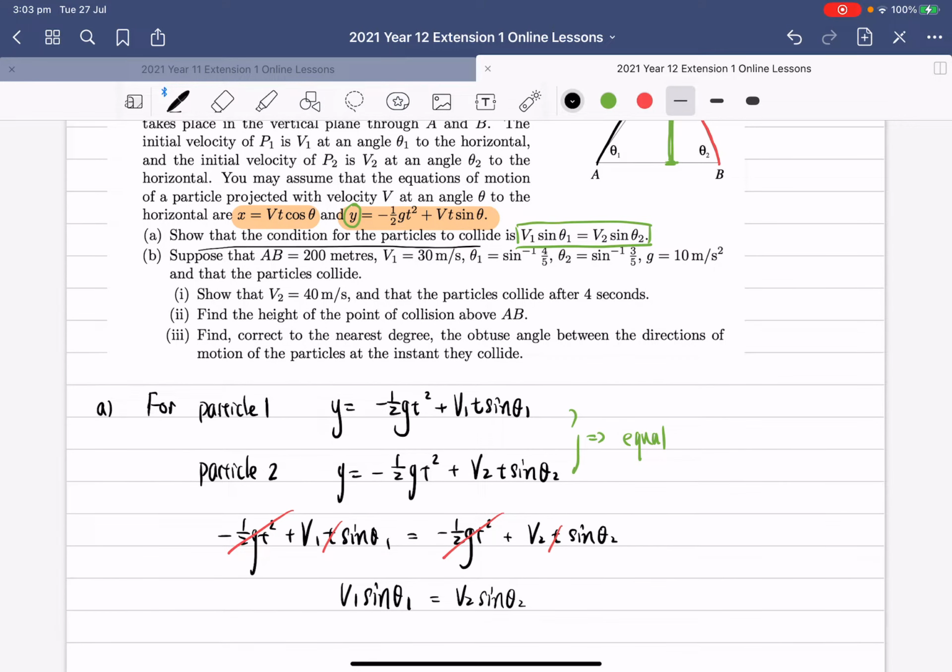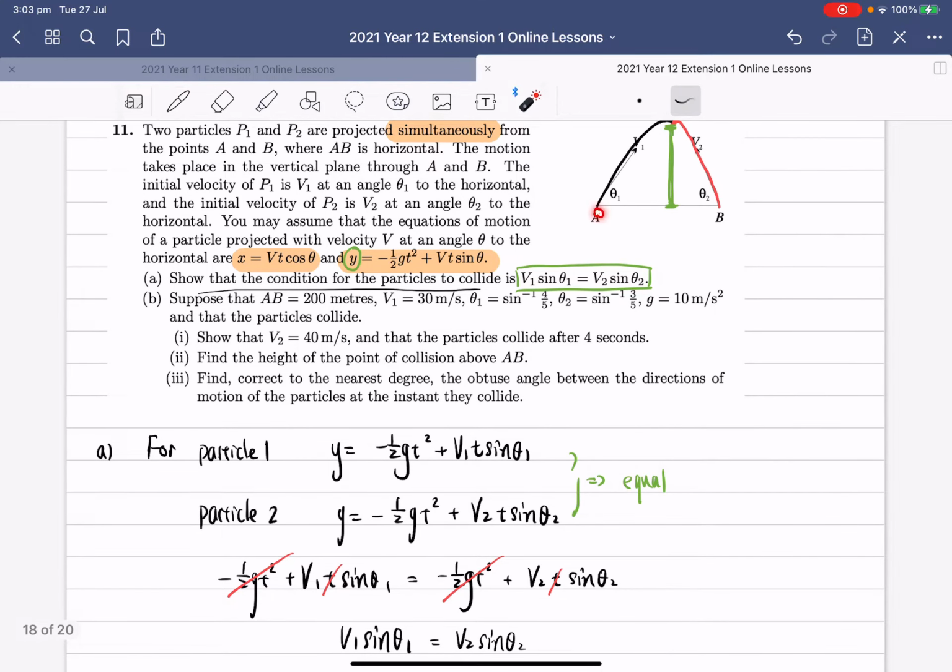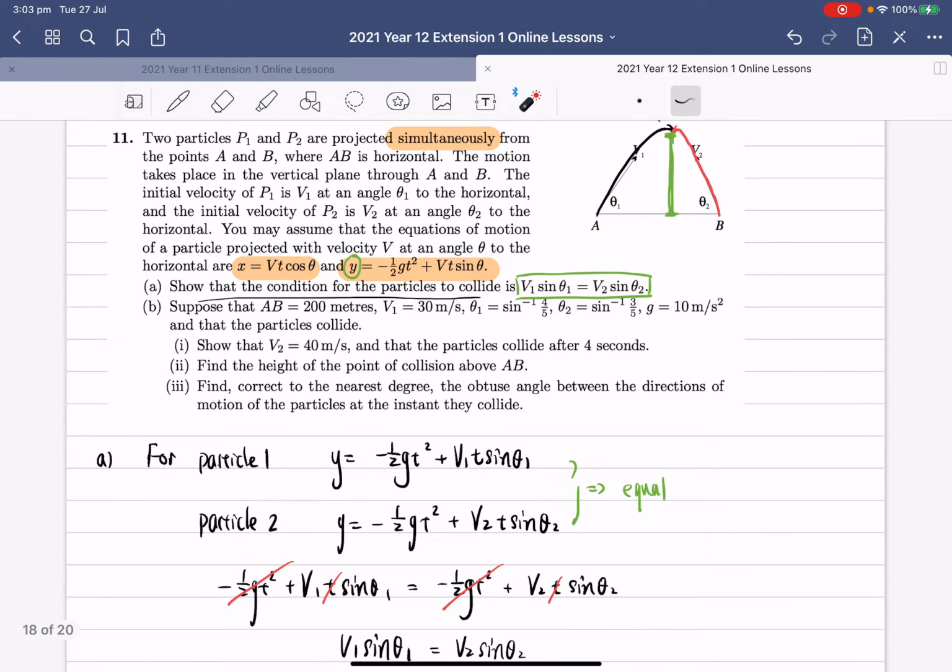The second question: now suppose that AB is equal to 200. So the distance from this point to the point here is equal to 200. V1 is equal to 30. Theta 1 is equal to sine inverse 4 over 5. Theta 2 is sine inverse 3 over 5. G is equal to that. And then the particles collide. Now we need to show that V2 is equal to 40, and that the particles collide after 4 seconds.